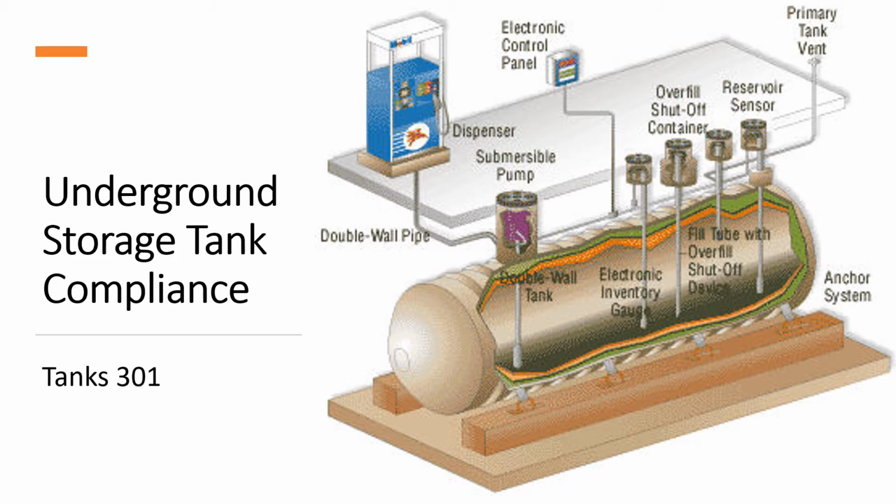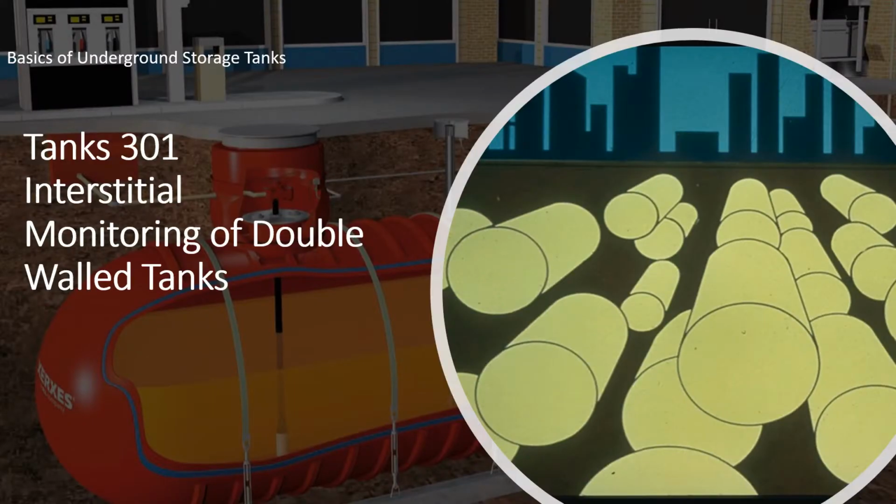We're into Tanks 301 this section, and as it should be, we're getting a little bit more complicated with our topics and how to understand underground storage tank compliance. So we've gone through the first two sections of tanks. We've talked about how to create tanks, how to make tanks, tank manufacturers out there, the warranties. Now we're going to get into the monitoring of tanks for leak detection.